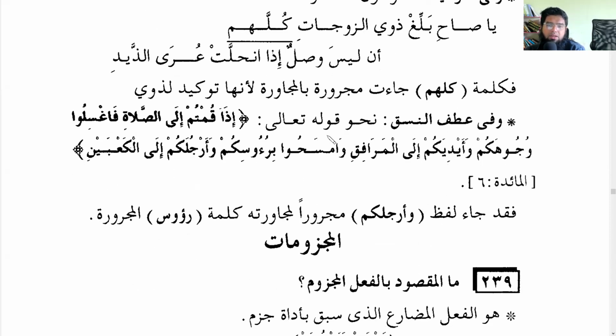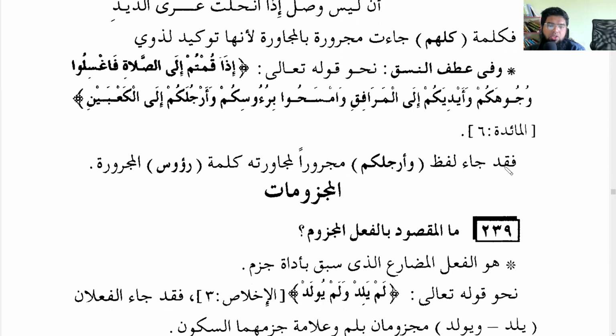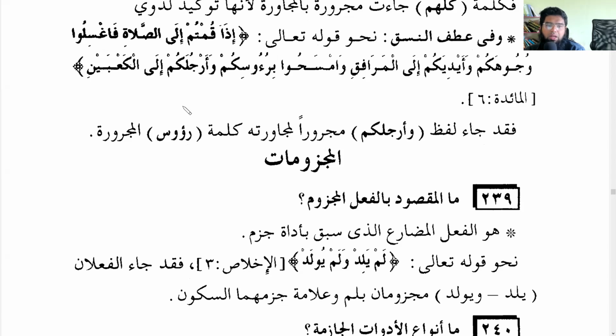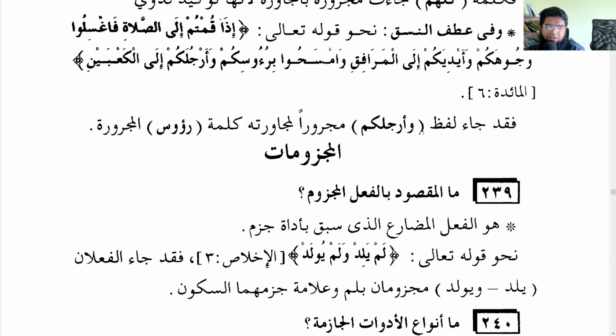وفي عطف النسق نحو قوله تعالى: إذا قمتم إلى الصلاة فاغسلوا وجوهكم وأيديكم إلى المرافق وامسحوا برؤوسكم وأرجلكم. In one of the قراءات, here it is وأرجلكم إلى الكعبين. We read it with the fatha. But فقد جاء لفظ أرجلكم مجرورا لمجاورة كلمة رؤوس. In another قراءة we read it as أرجلكم also. But in Hafs it is أرجلكم إلى الكعبين. Anyways, he's giving examples but they're not matching at all.